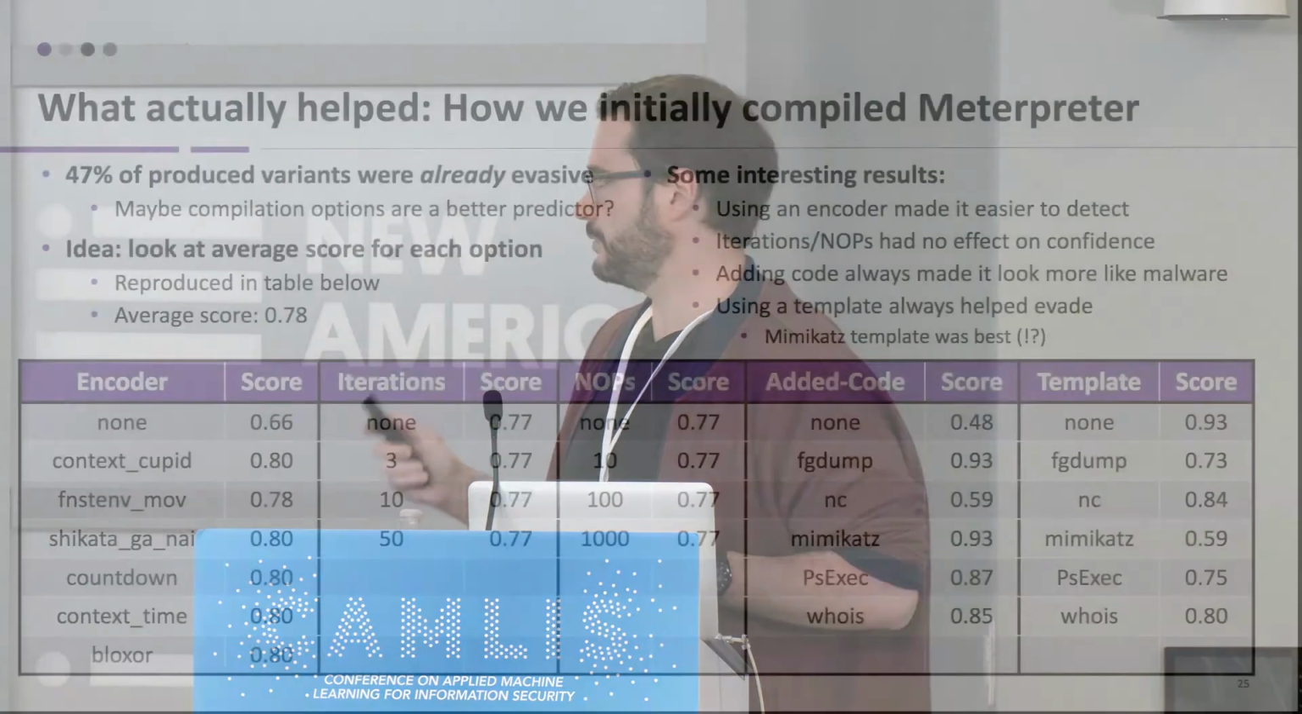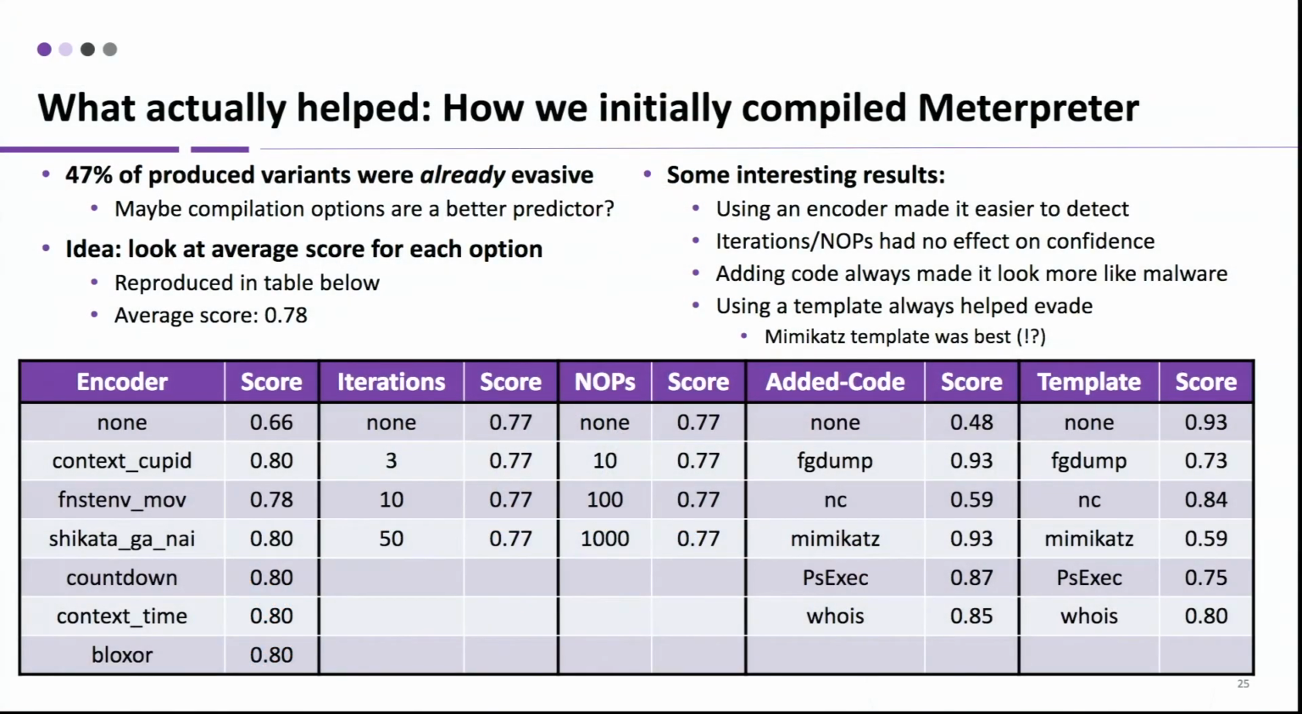Having said that, what was effective, and I realize that you guys probably can't read this all the way in the back, was how we compiled Meterpreter. What options we gave it were very important for figuring out whether or not it would be classified as benign or malicious. The first interesting thing is that using an encoder made it worse. It was easier to detect any of the Meterpreter variants that used an encoder by about 0.14 or so. All the encoders were about equal. There wasn't a difference. If you use an encoder, that was bad. That makes it more obvious.